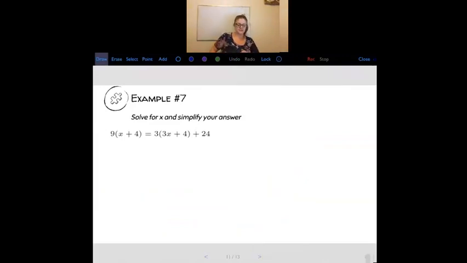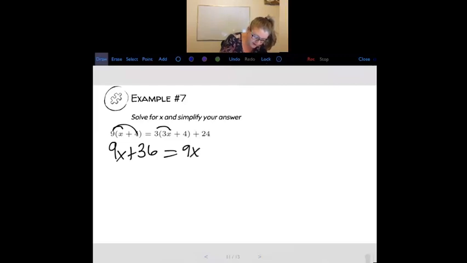Solve for x and simplify your answer. We've got some parentheses again, so let's distribute and figure out what we're working with. 9 times x is 9x. 9 times 4 is 36. This is equal to 3 times 3x is 9x. 3 times 4 is 12, and then we have plus 24.